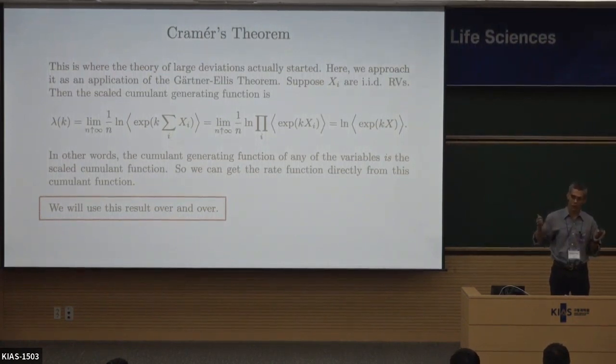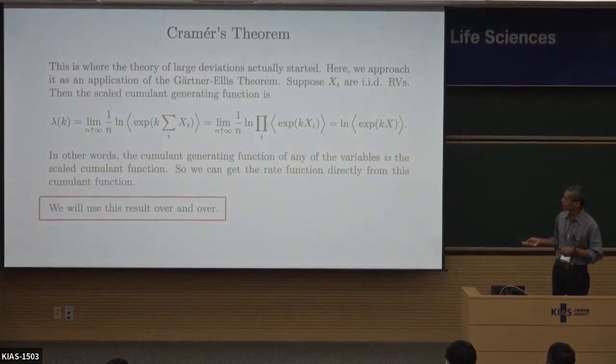And they're independent, identically distributed random variables. So therefore, this product comes out of the expectation, right? The product comes out of the expectation, there are n copies of this. We all remember how logs of powers work. So the factor of n goes away, and what Cramer tells us is that it's even more straightforward.